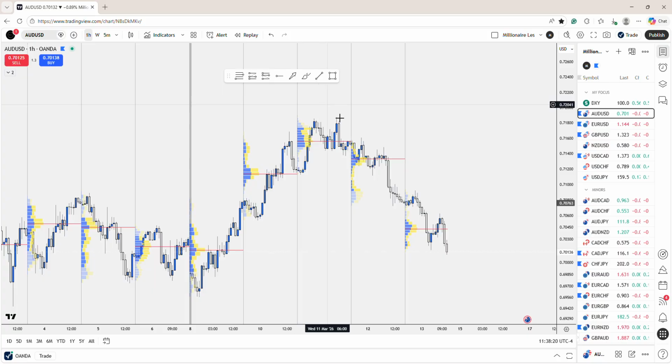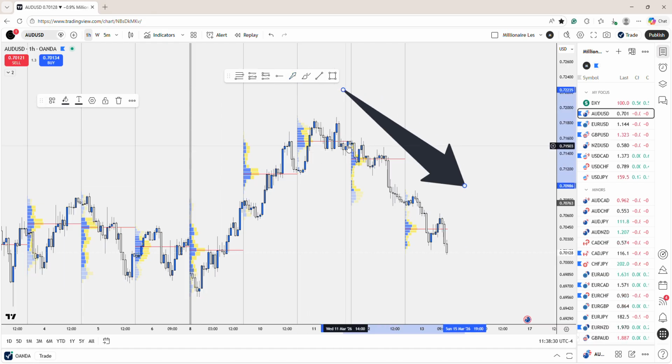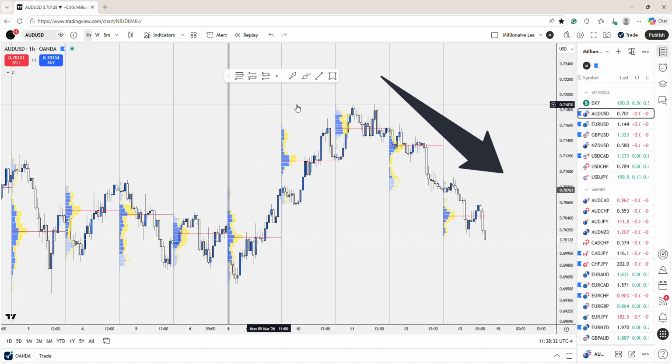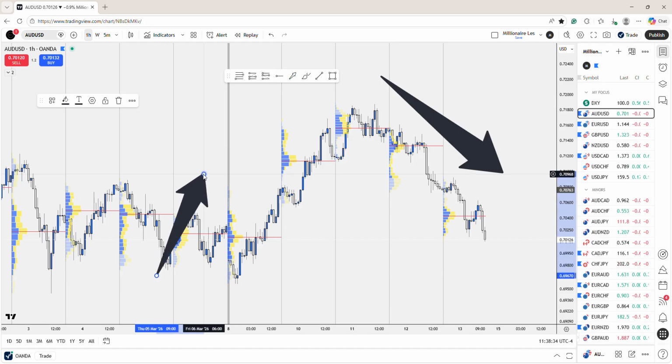For me, a valid POC closure is very simple. Price must close above or below the POC in the direction of my intended bias. So if I'm looking for sells, I want the price to close below the POC. If I'm looking for buys, I want price to close above the POC. As you can see, this is a POC closure below. This is a POC closure above.